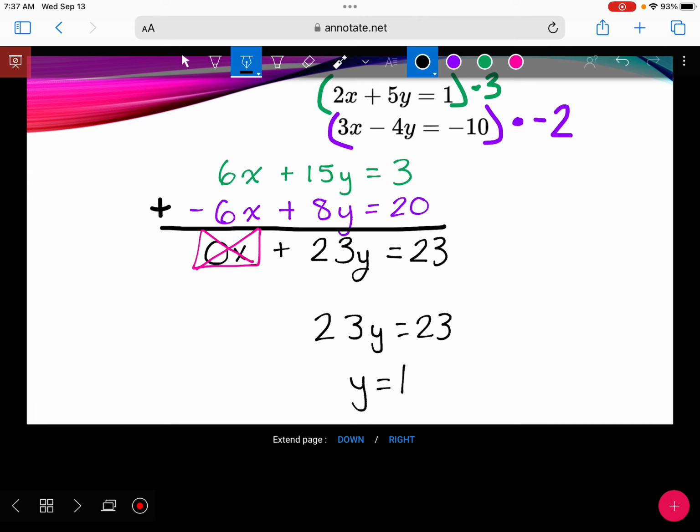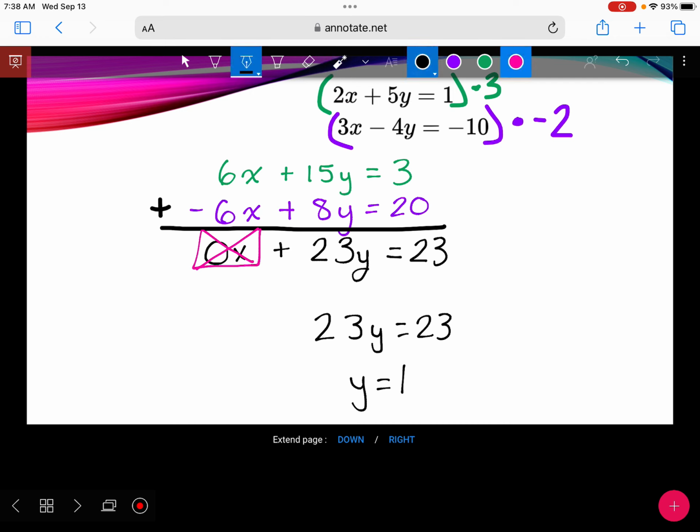But we're not done. We got to figure out what x is. And now I have a gazillion choices on which equation to do, because I can pick any equation before this equal sign. I can pick my 2x plus 5y equals 1. I can pick 3x minus 4y equals negative 10. I could pick 6x plus 15y equals 3. I could pick negative 6x plus 8y equals 20. I can pick any of them before the equal sign. I'm going to go ahead and take the top one because I like pluses with absolutely no negative signs best. So I'm going to take this very top one, and I'm going to substitute it in there.